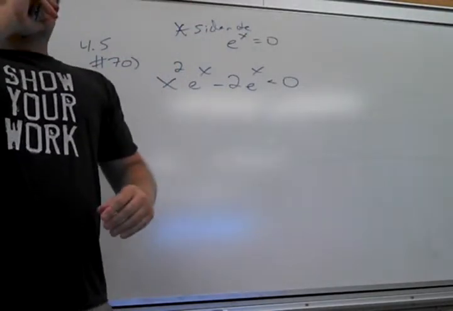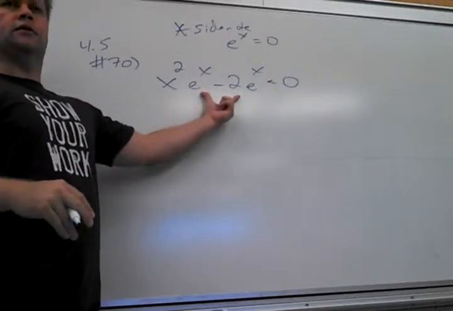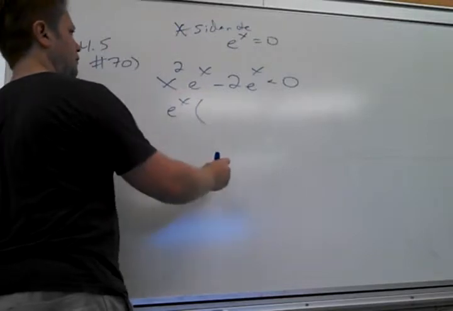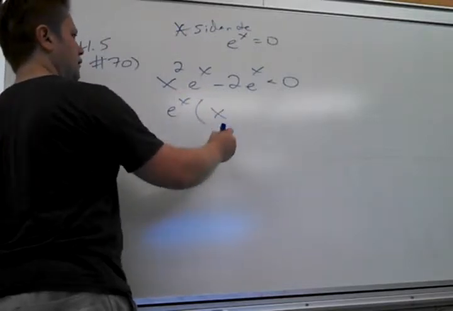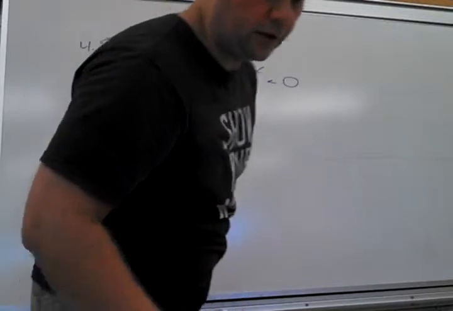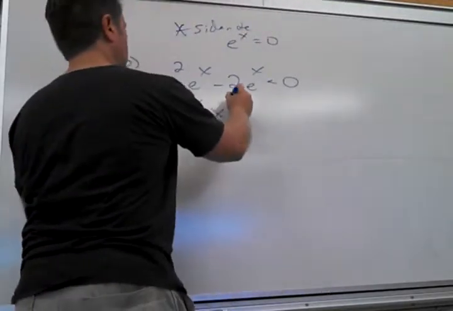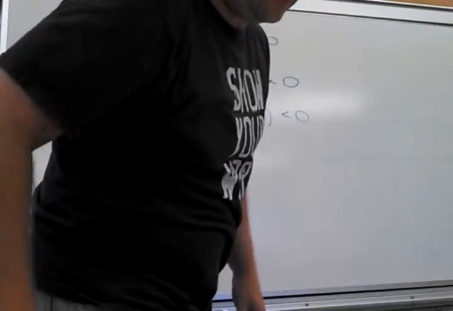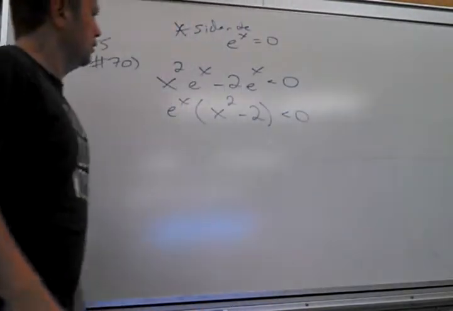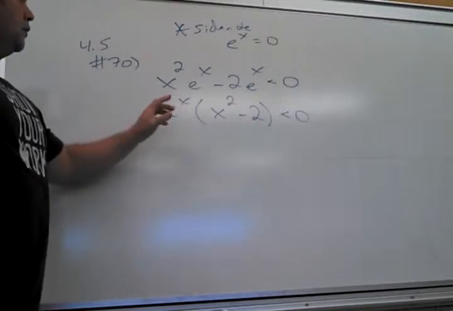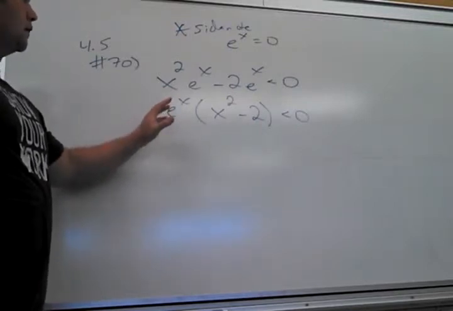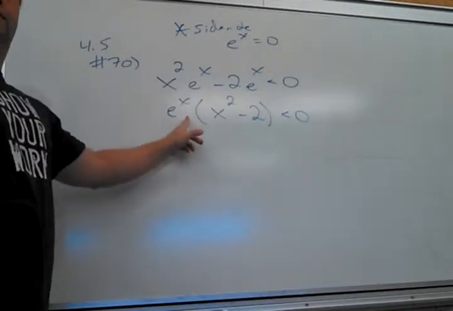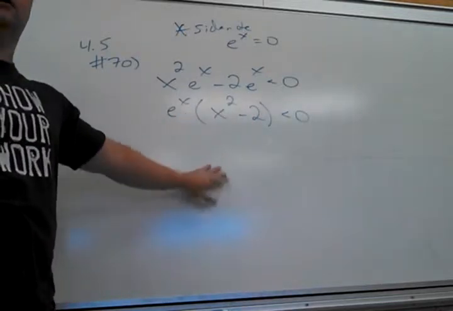But how do I factor this? Let's do it this way. You take an e to the x out. X squared minus 2. Is that x squared? Or did I make that up? No, it is x squared. Okay, minus 2. So the nice thing is, I want you guys to realize, there's no way that e to the x can be less than 0. It's always positive, so it doesn't really factor in.